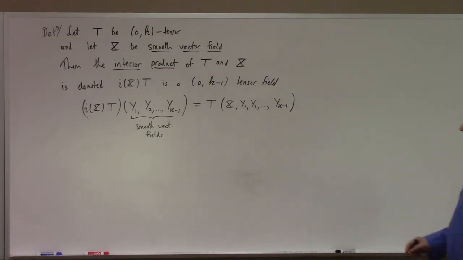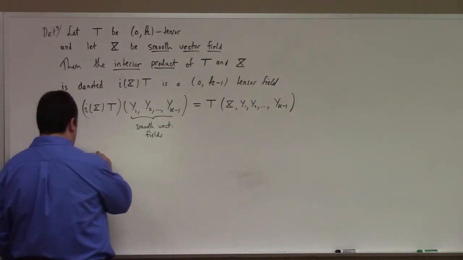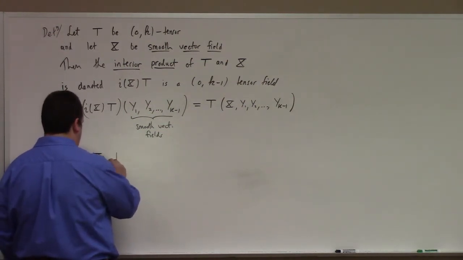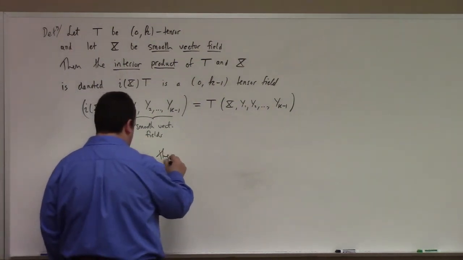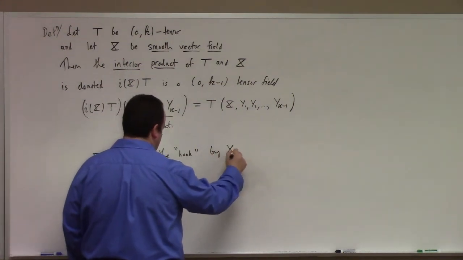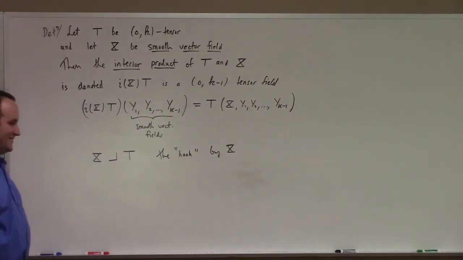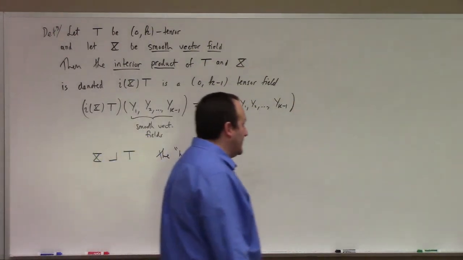Oh, by the way, another notation for this is X hook T. The hook by X. This is popular notation in the applications of differential geometry to mechanics. It's like people do classical mechanics in the abstract way. They will work with this hook product a lot. It comes up in the Hamiltonian mechanics.